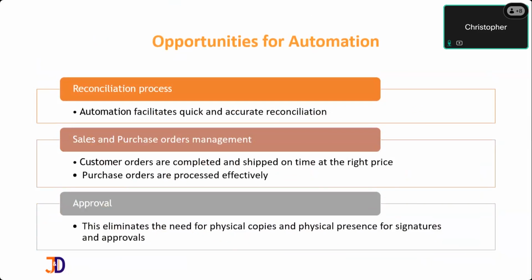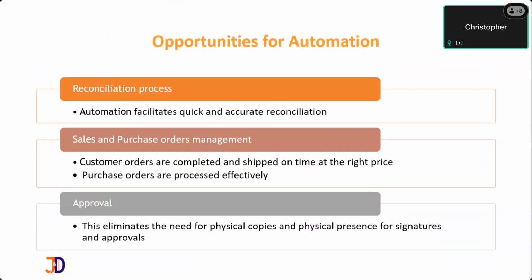We also have sales and purchase orders management. This will involve doing purchase orders and customer orders. This will be processed in a quicker manner if you had software, and that will translate to your goods being delivered right on time and at the right price. You have very minimal errors.